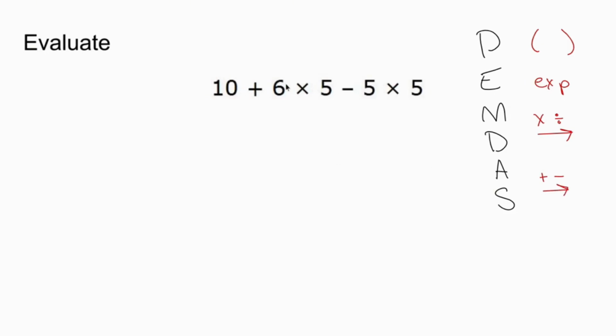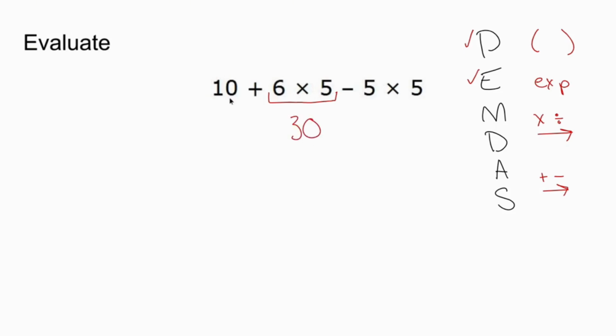Now, what we do here is see, do we have any parentheses that we can work inside? No, we don't, so you're done. Do we have any exponents? No, we don't, so you're done. Can I multiply or divide anywhere left to right? Yes, I can. 6 times 5 is multiplication. So I'm going to do 6 times 5 first.